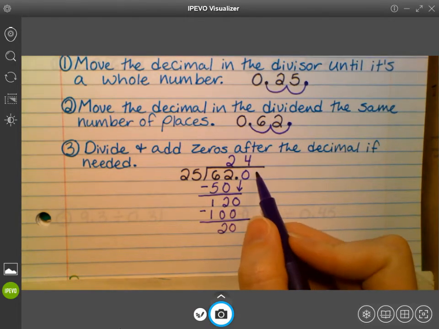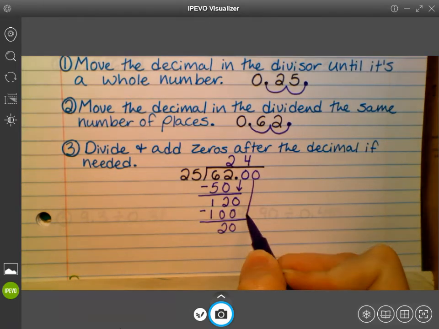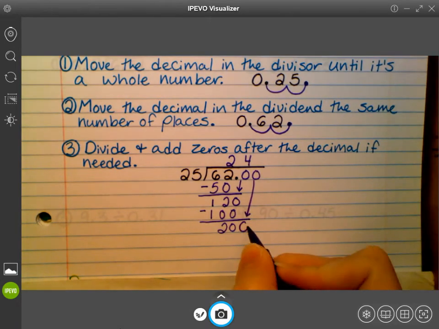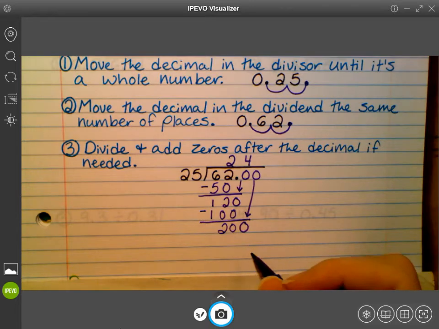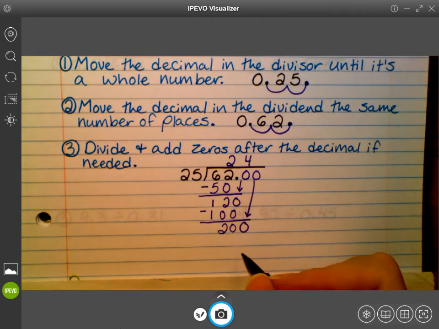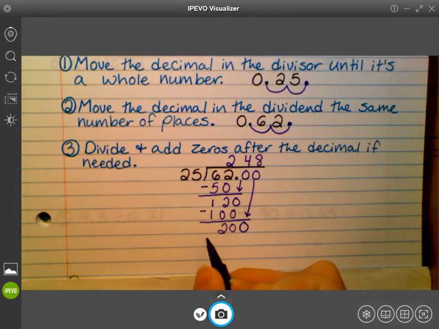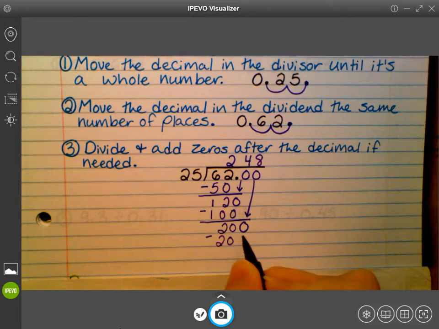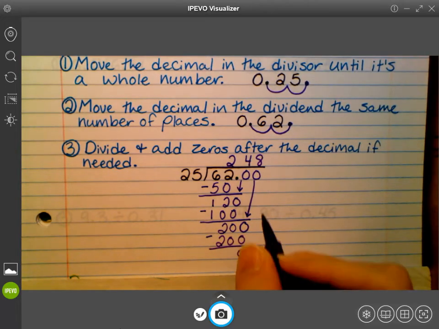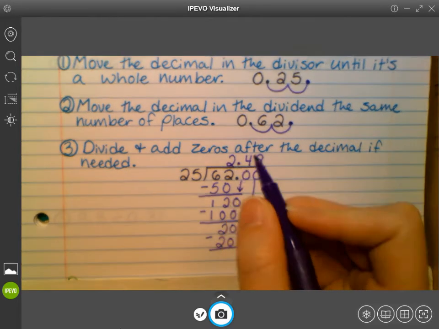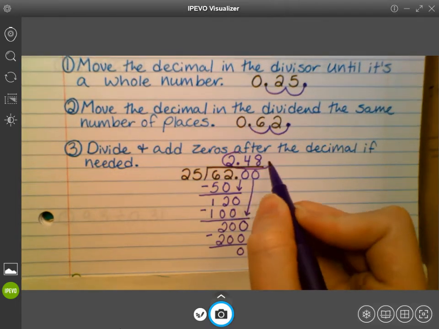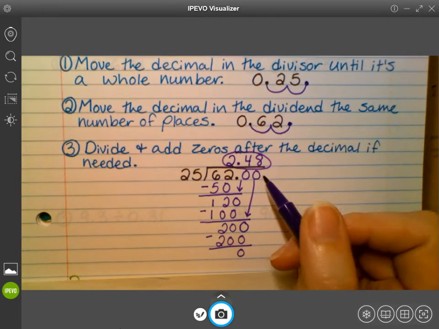I'm going to add another 0. Bring it down. We get 200. 25 goes into 200. Show me on your hands how many times? It goes in 8 times. Minus 200. We get 0. My decimal goes straight up. 2 and 48 hundredths. What did you notice, Michael?